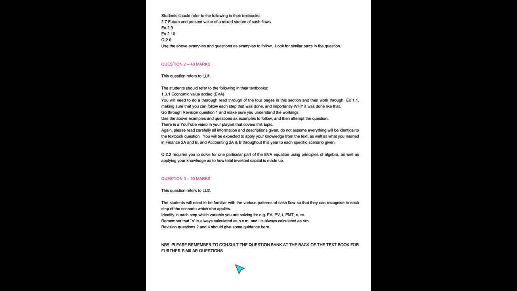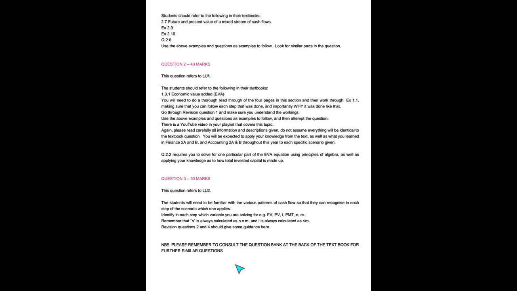Then what's the actual question that they've asked us? They say the required is calculate the monthly annuity payments that Mr. Wire needs to make in order to pay for the shortfall.